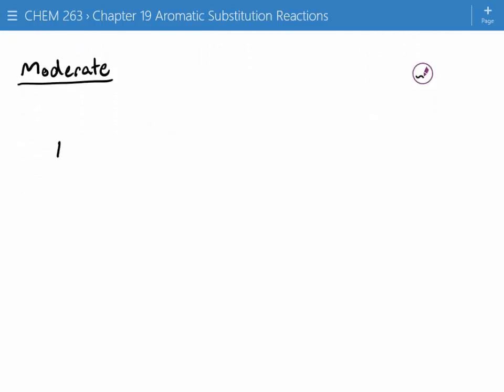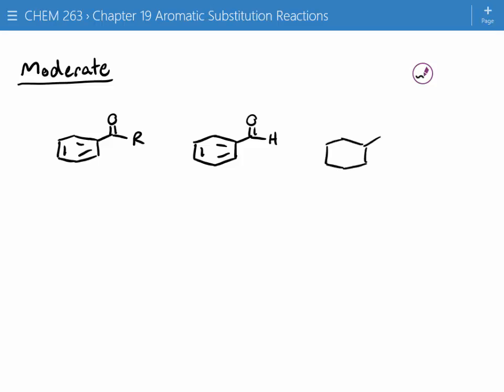All right, moderate deactivators are electron withdrawing, but they aren't as electron withdrawing. An example might be a carbonyl group. Another example might be benzaldehydes. Another one might be the ester. But in this case, the oxygen on the ester isn't in between the carbonyl group and the ring. It's actually on the exterior side.